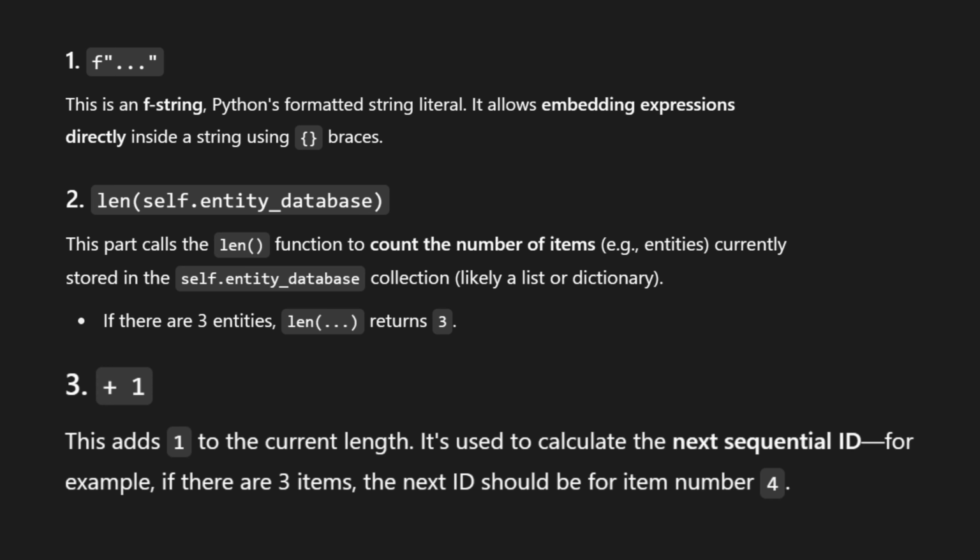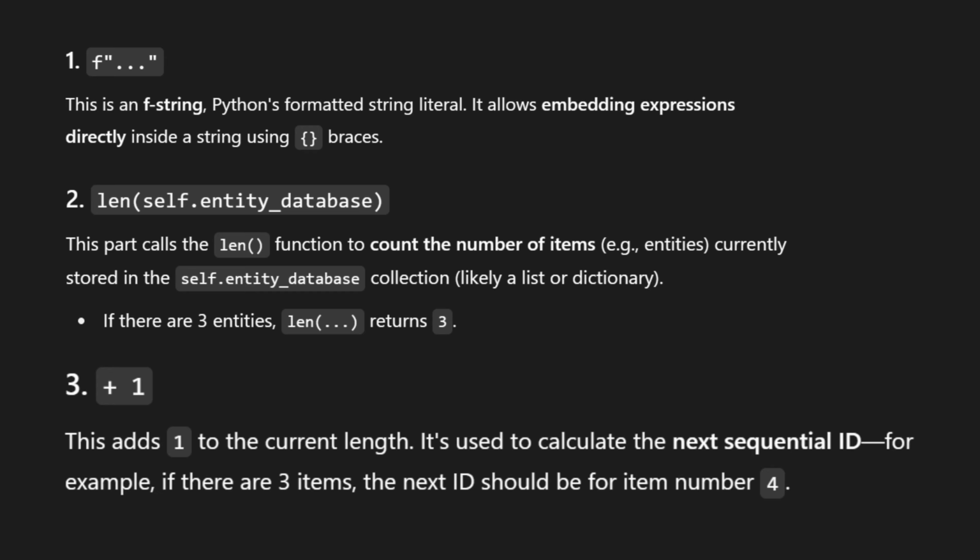What's happening step by step? First, len(self.entity_database) executes and returns a number. If our database, let's say, has 5 entities in it, then it's going to return 5. Then plus 1 adds to that result, giving us 6. So inside of that F string, we're performing this calculation. Finally, this calculated value gets formatted and embedded into our string, creating entity 006, in this case, if we had 5.